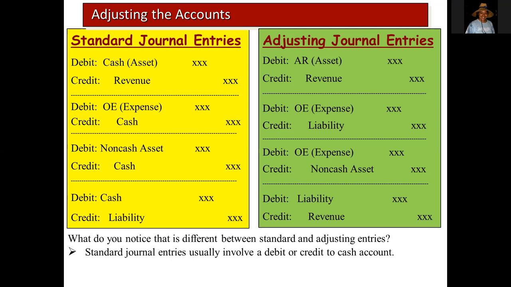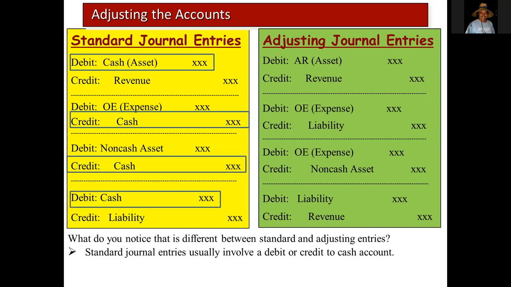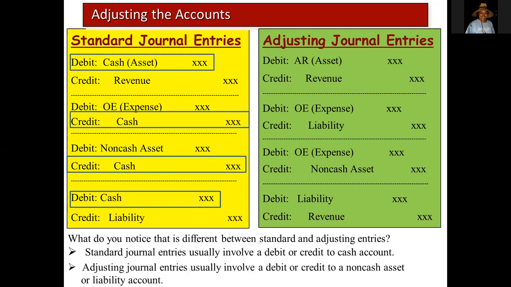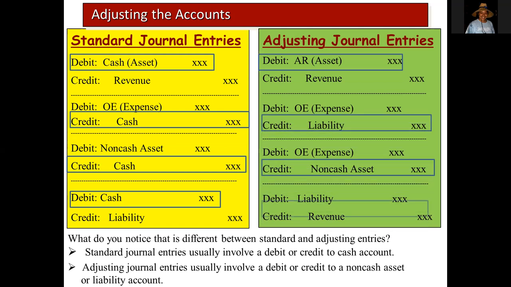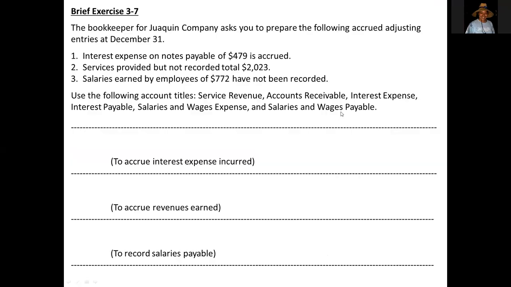Standard journal entries always involve a debit or credit to the cash account. And adjusting entries usually involve a debit or credit to a non-cash or liability account. Okay, so this is what we're learning in chapter three. These entries are normally made when you finish making all your standard journal entries during the month, and then you have to go in and make adjustments to certain accounts to properly state the balances in those accounts. Now, here is a simple example of what an accountant would have to do at the end of the month before they close the books to properly state all the balances in the accounts.